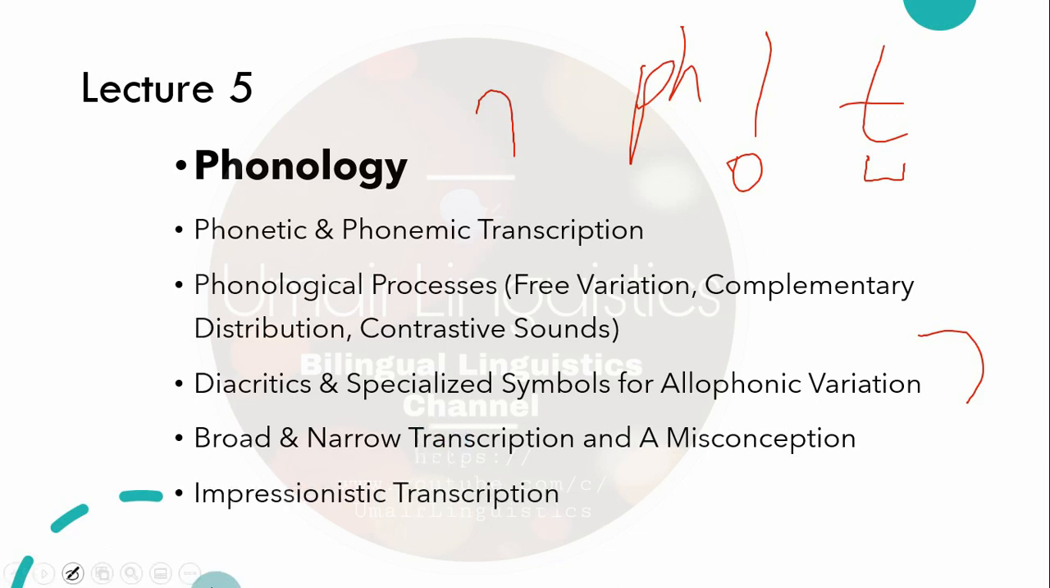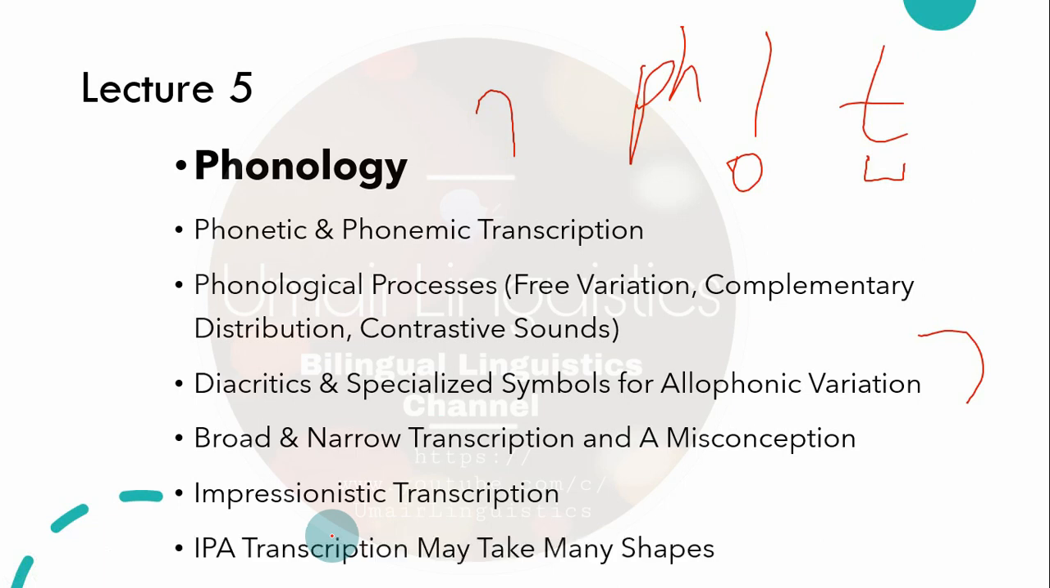and we also discuss what impressionistic transcription is, and that IPA transcription may take many shapes. It is a very important point. For example, sometimes we want to discuss some contrastiveness even at the level of allophones, so therefore we use specialized symbols. But sometimes we are not interested in showing much detail, so then we exclude these allophones.